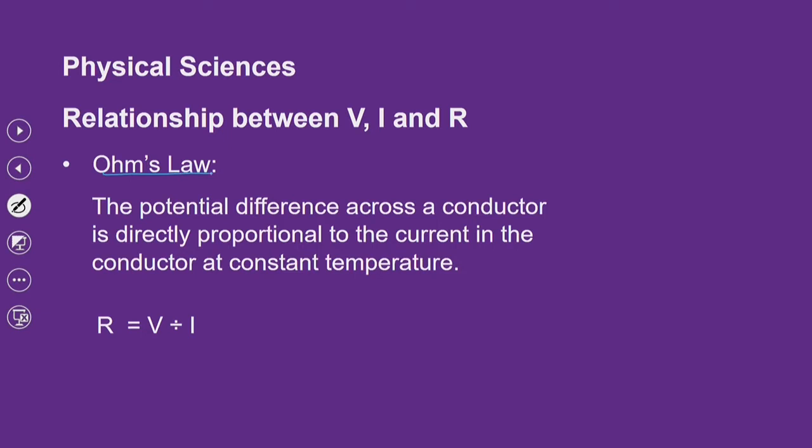Ohm's law states that the potential difference across a conductor is directly proportional to the current at a constant temperature. In a mathematical form, we've got that the resistance is equal to the potential difference divided by the current. What does all of this mean?